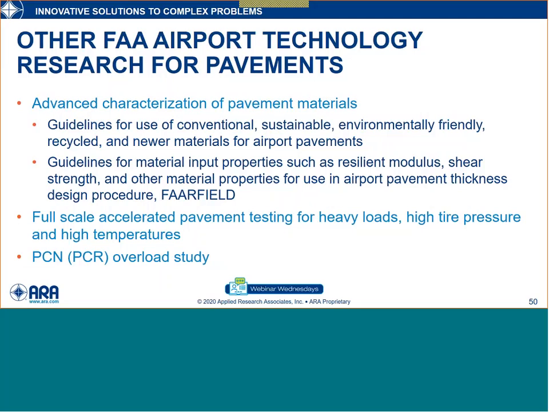Last item, some research going on to characterize materials, things like warm mix asphalt. The FAA has their full-scale test track to look at things like that. And they'll build a pavement section, be able to traffic it rapidly to failure, look at new materials. Also looking at the overload study, I mentioned those 5% and 10% requirements. Those are really based on empirical data, not a lot of engineering data on that, so they're looking to confirm that those are the correct guidance for an overload scenario.